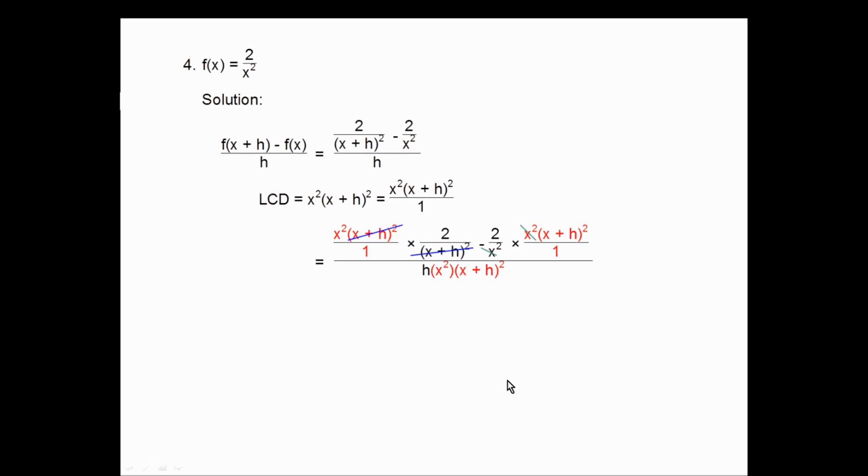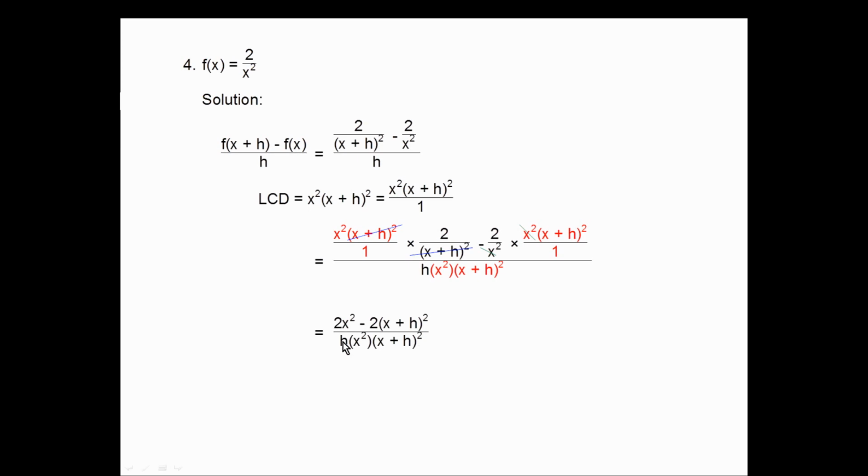Remember, when we're multiplying by the LCD, we multiply each numerator by factors from the LCD that are not in its denominator. So I'd have 2x squared minus 2 times x plus h squared all over hx squared x plus h squared. Here's the details of it. The x plus h squares cancel. The x squares cancel. So that leaves me 2x squared minus 2 times x plus h squared over hx squared x plus h squared.